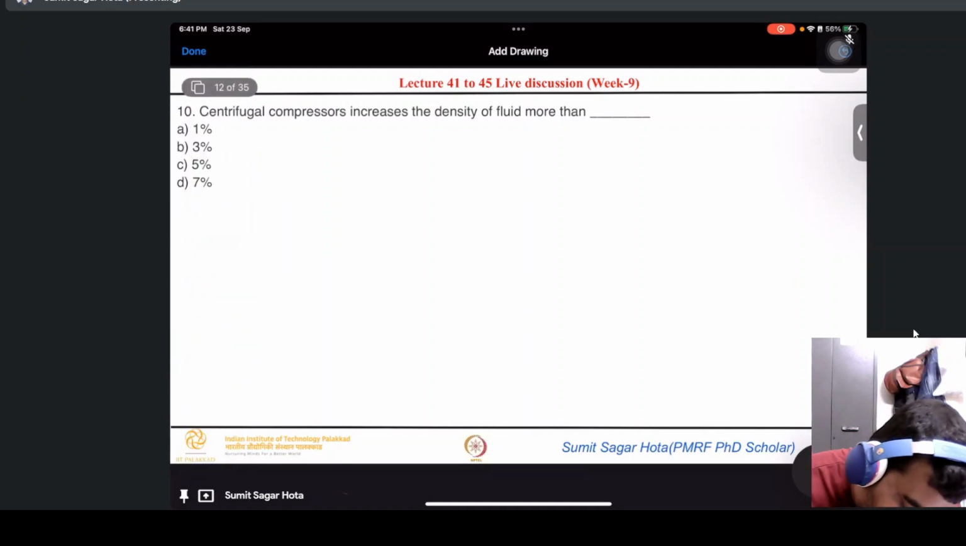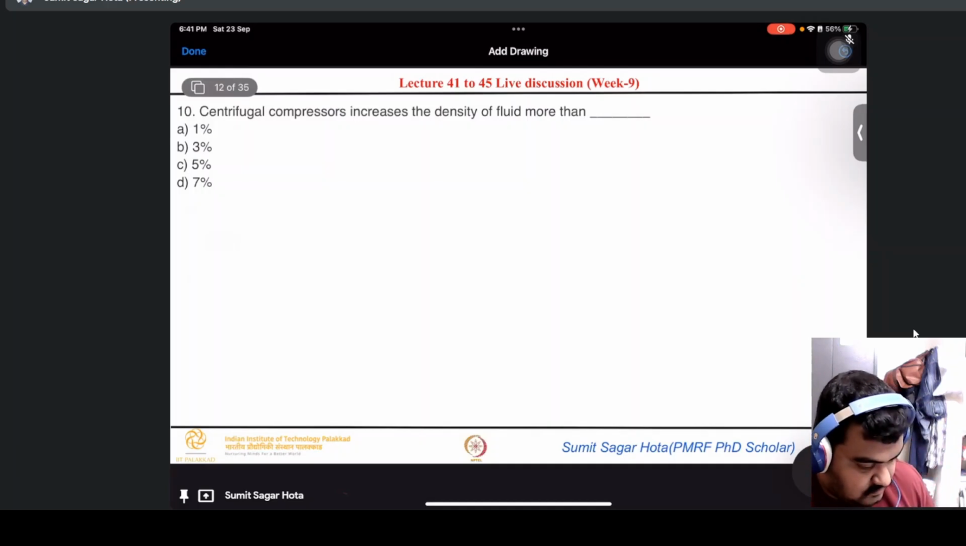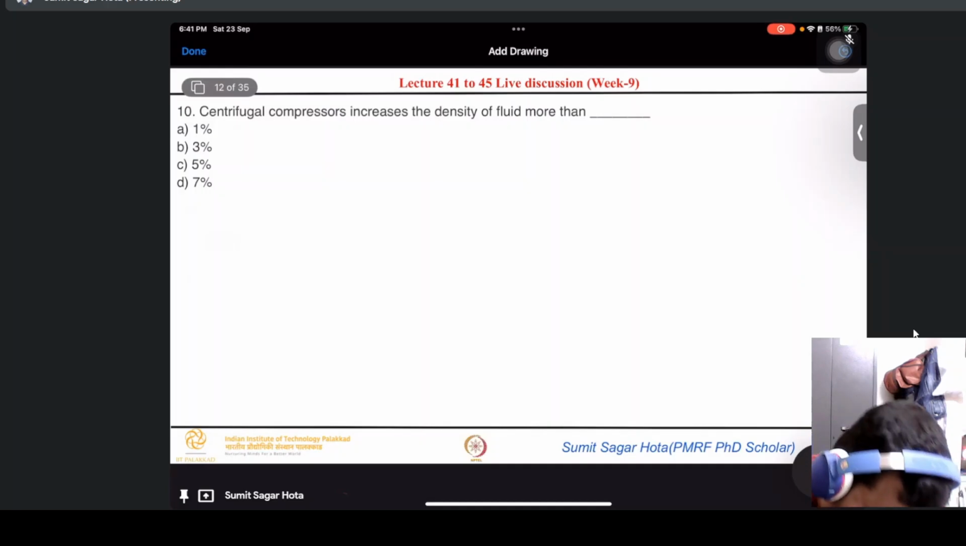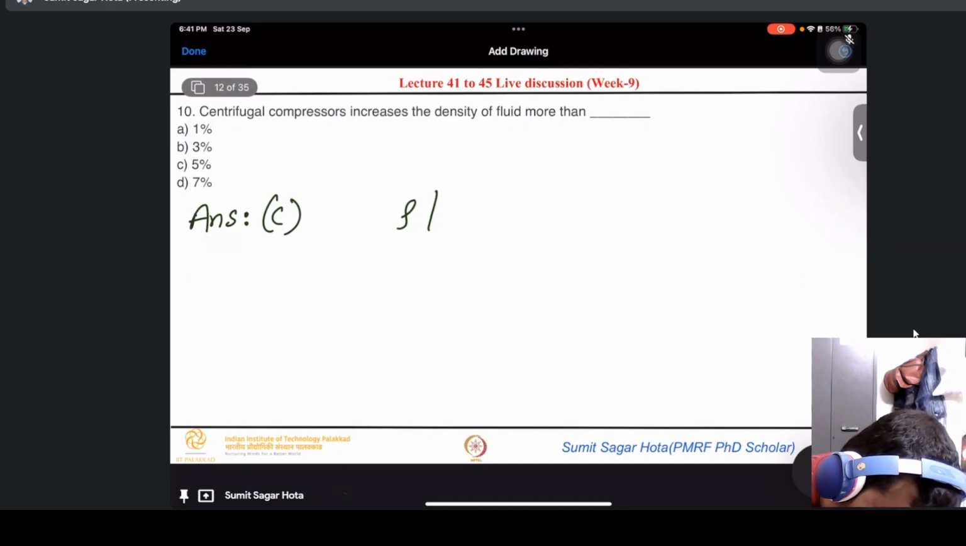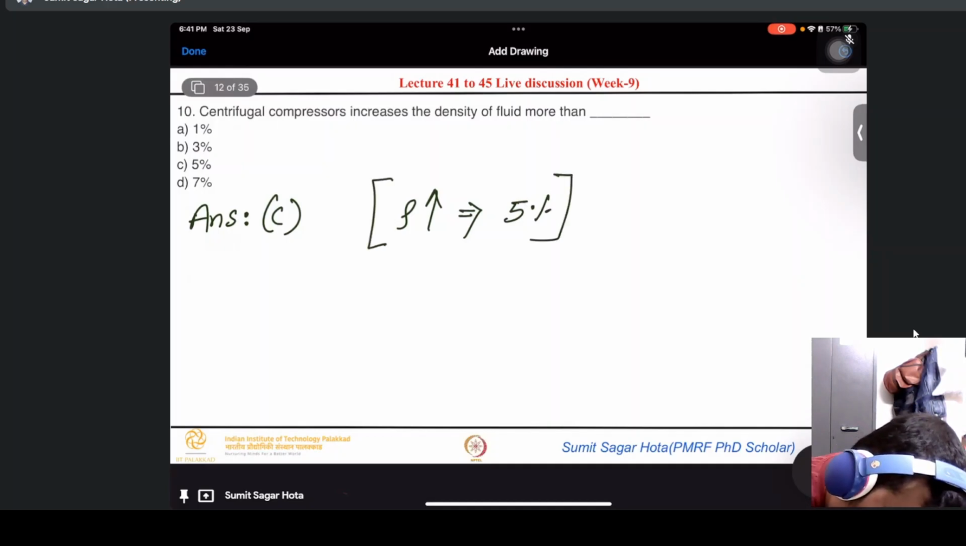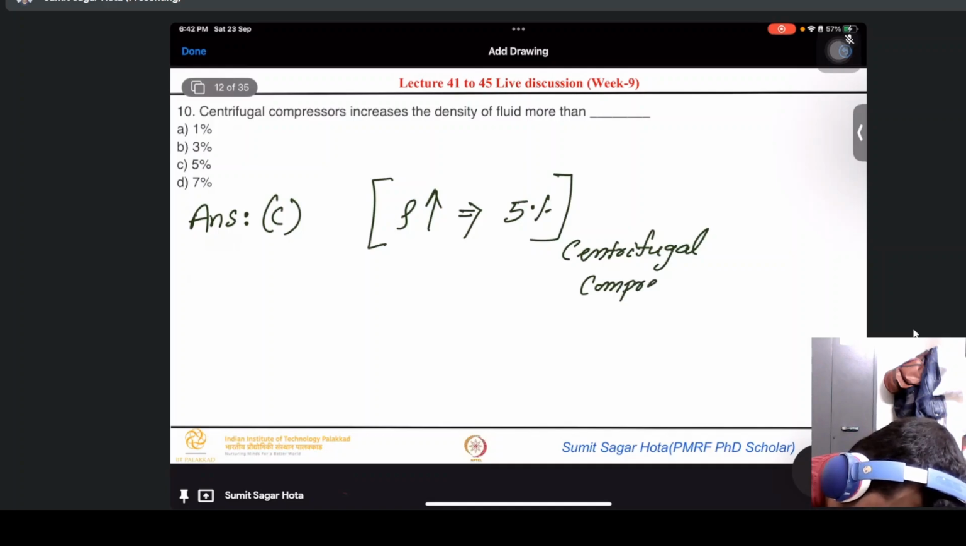The centrifugal compressor increases the density of fluid more than dash. Answer is C. Density increase 5% for a centrifugal compressor.